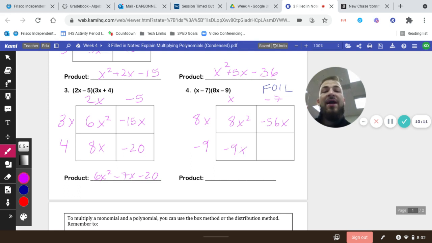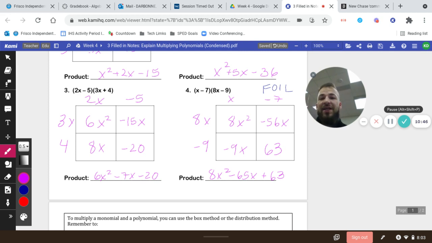No x's to multiply, so x stays there. And then negative 9 times negative 7, which that one's getting kind of big, so if you need to, y'all, you can always check that in your calculator. But that would be positive 63. So then same thing as always, we want to look for like terms, so we have 8x squared. Negative 9x and negative 56x are like. So negative 56 plus negative 9 gives us negative 65. And then, of course, positive 63 at the end, nothing like that, so plus 63.